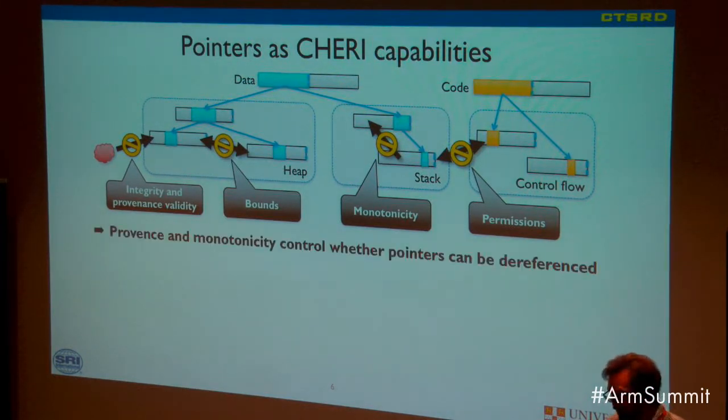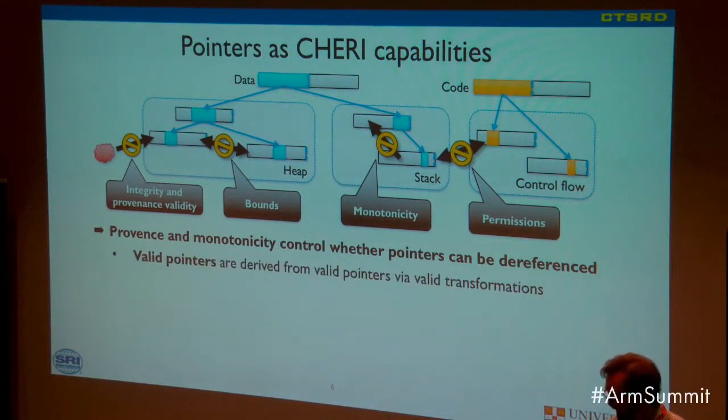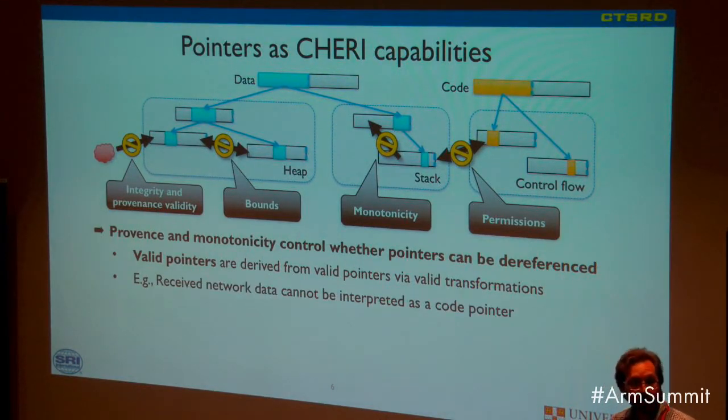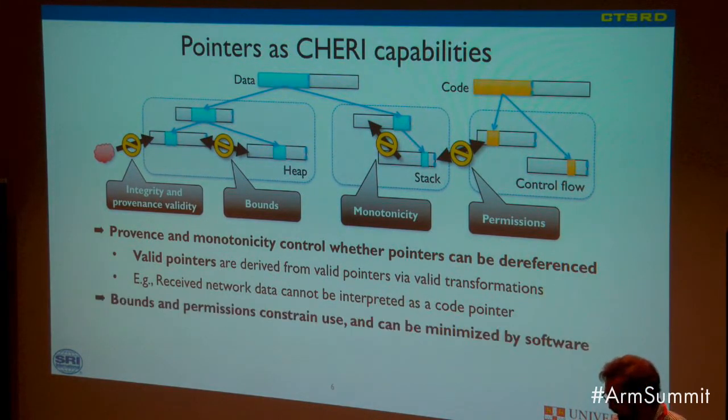So overall, provenance and monotonicity are going to limit whether or not a pointer can be dereferenced. And if we have that, we have this inductive set of rules that say valid pointers are simply prior valid pointers that have been transformed in a valid way. So the hardware is going to maintain these invariants. You cannot generate a pointer that you can dereference in the hardware unless it's been suitably derived according to the rules. And this is going to let us do things like prevent network data from being interpreted as a pointer. You simply cannot inject a pointer into the system via normal data.